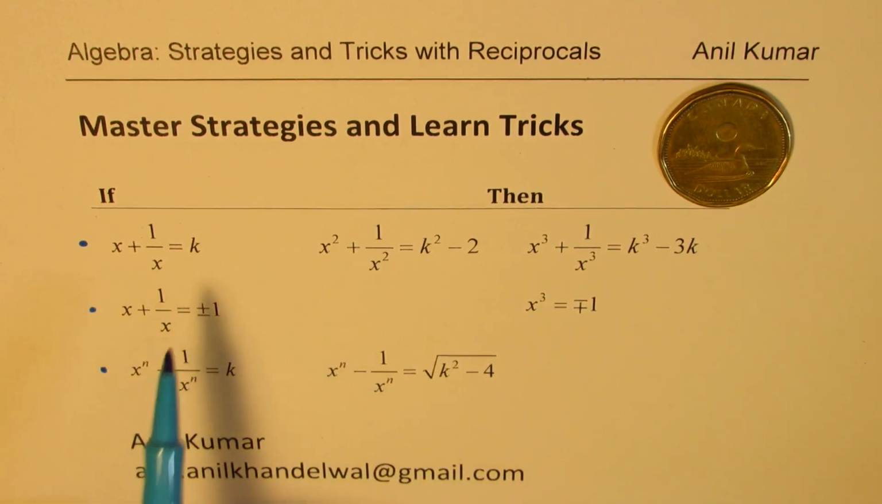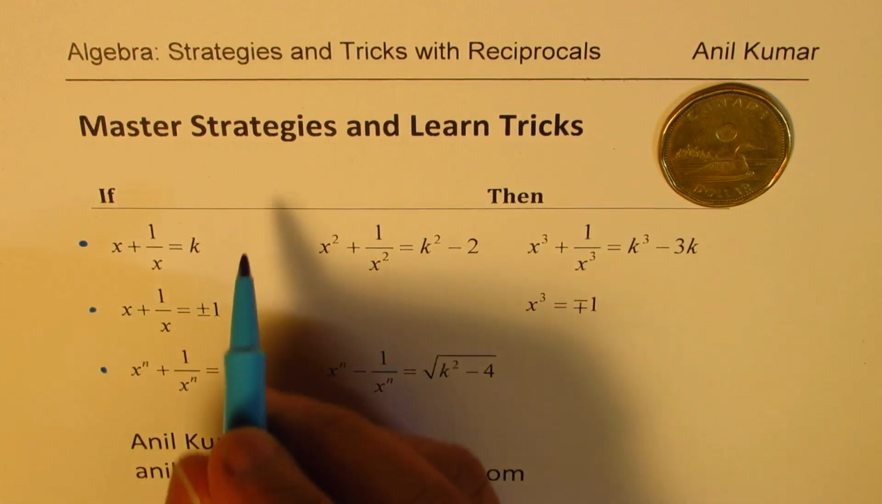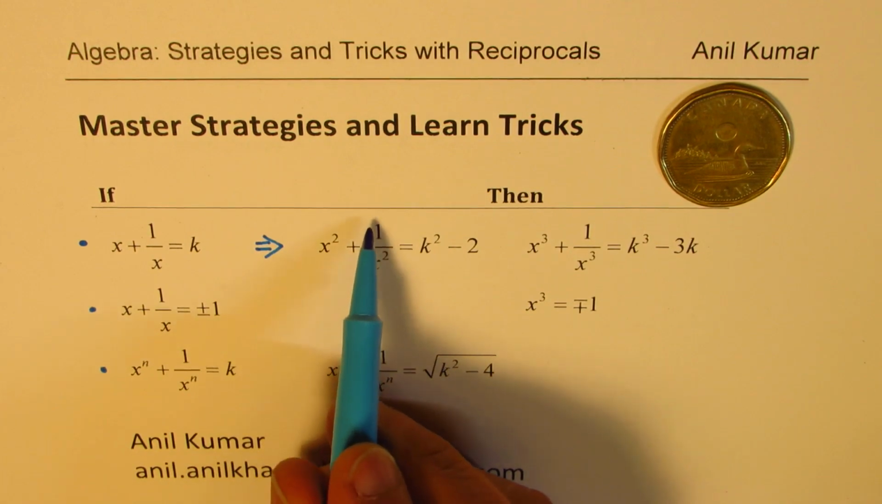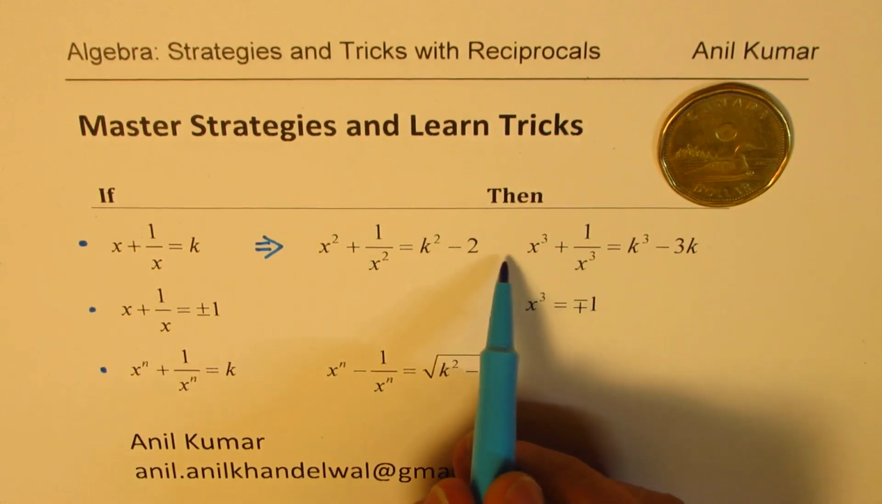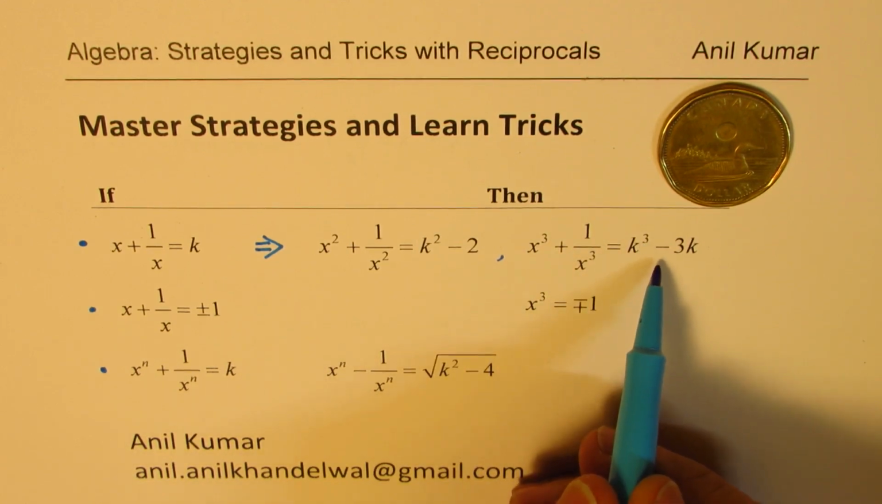Let's try to understand them here. If you are given x plus 1 over x equals k, in that case it means that x square plus 1 over x square is k square minus 2, and x cube plus 1 over x cube is k cube minus 3k.